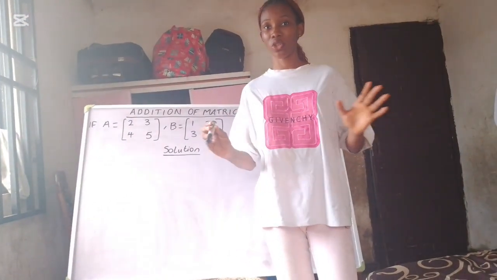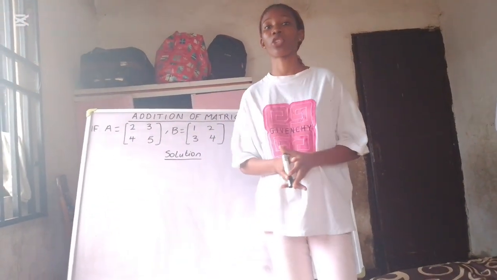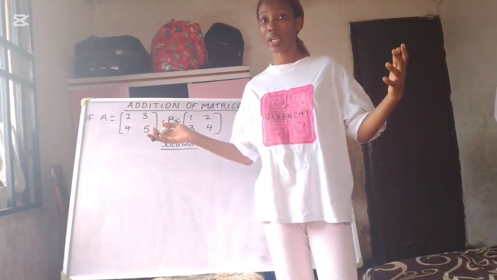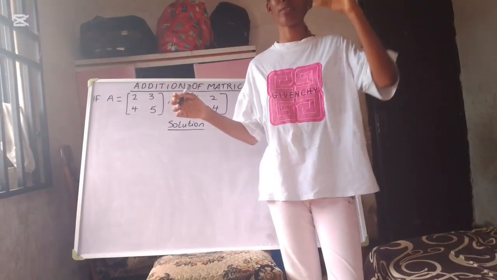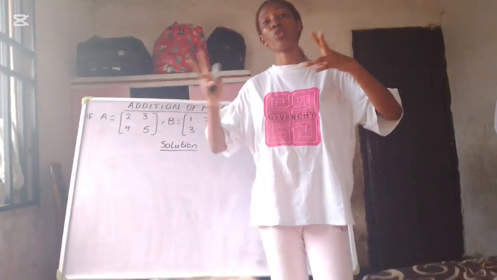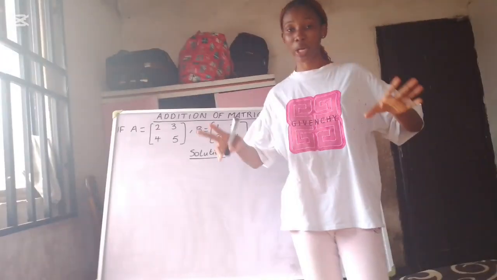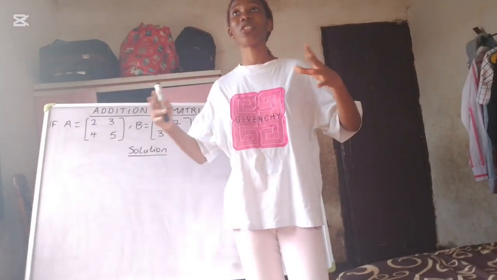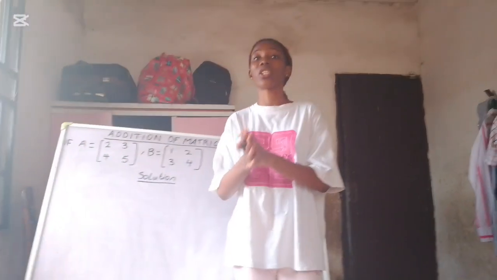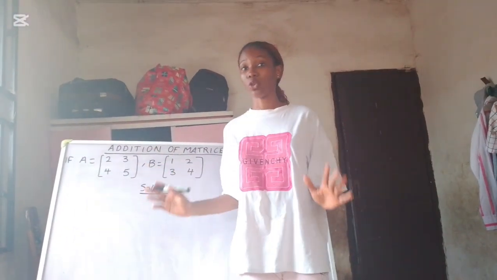First of all, before we continue, for addition and subtraction, you can only add and subtract matrices of the same order. For example, let's say you have 2 by 2 matrices. Then both of them must be 2 by 2 for you to add them together or subtract them. If the matrices are of different orders, then you can't add. You won't even say your answer is 0. You say it is not possible to add or subtract.